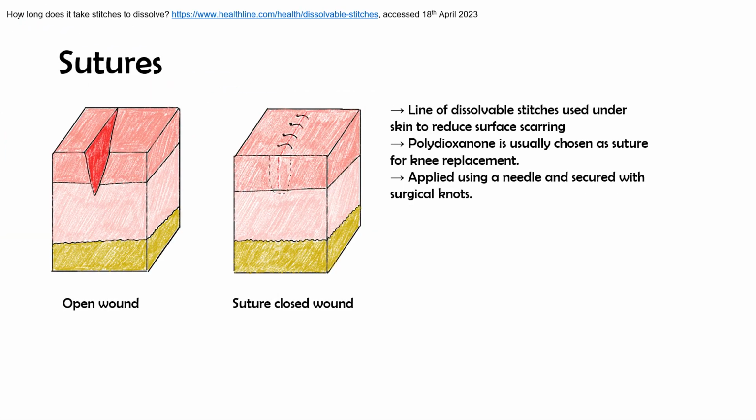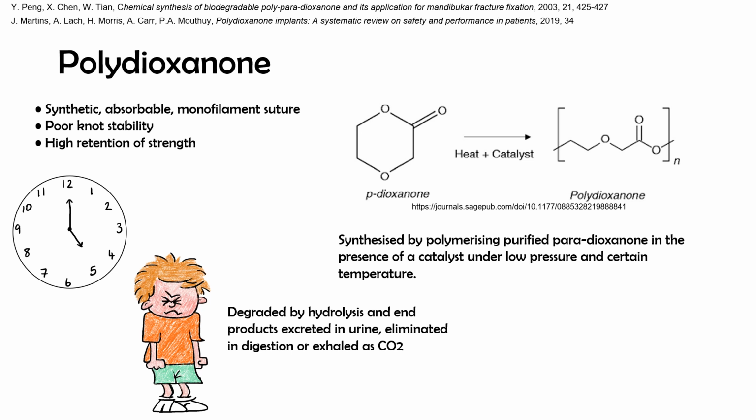To close the wound, sutures are often used under the skin to reduce the surface scarring. There are lots of dissolvable sutures, but polydioxanone is usually chosen for knee replacement. Polydioxanone has reduced initial tensile strength when compared with other materials. However, it retains 70% of its original tensile strength at 2 weeks, 50% at 4 weeks, and 25% at 6 weeks, as it reabsorbs slower than others.